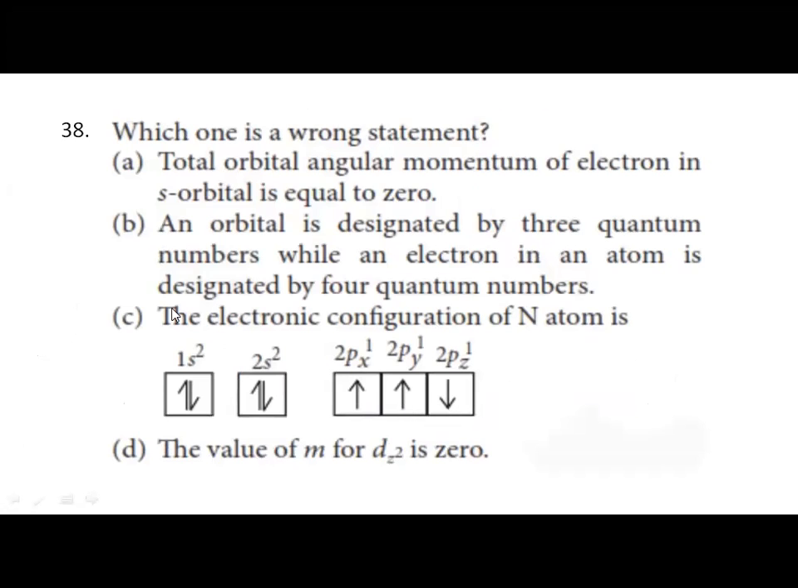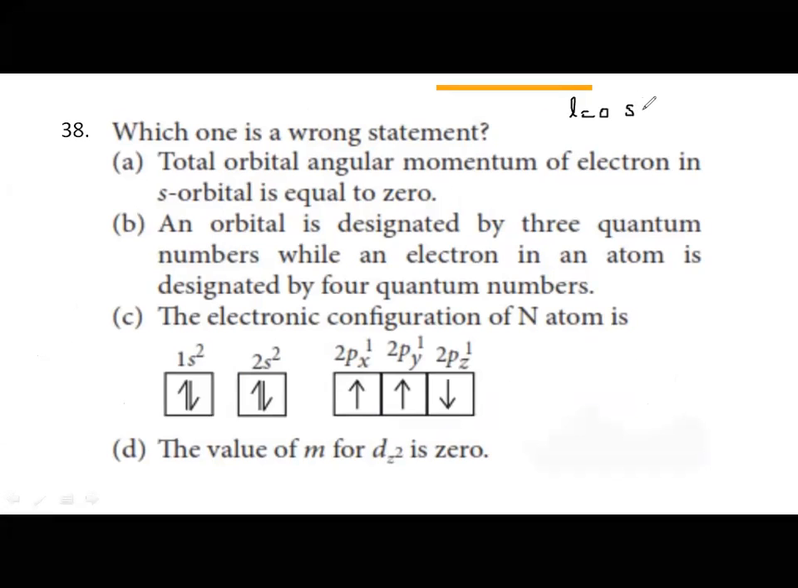Which one is the wrong statement? Total orbital angular momentum of an electron in S orbital is equal to 0. Yes. Angular momentum is the azimuthal quantum number. L is equal to 0 for S orbital, S subshell. So m values vary from minus L to plus L, including 0. But L is 0, so m also will be 0. So total orbital angular momentum of an electron in s orbital is 0.